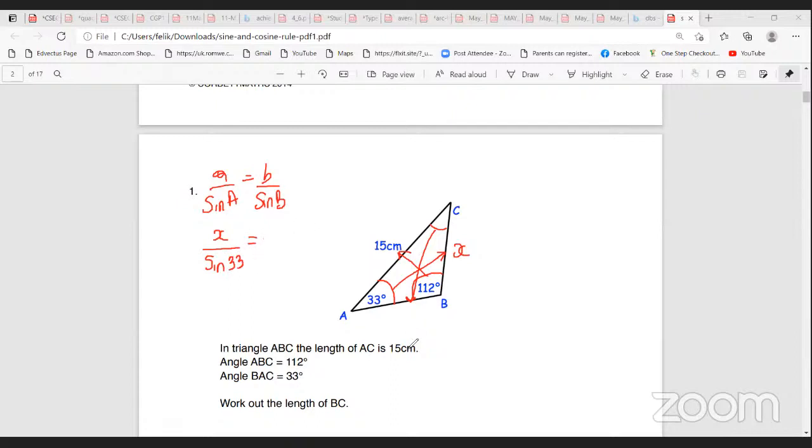Equals, let's look at B now. Do we know what side b is? Yes, miss. What is it? So we know the angle. Is it? No, no. B.